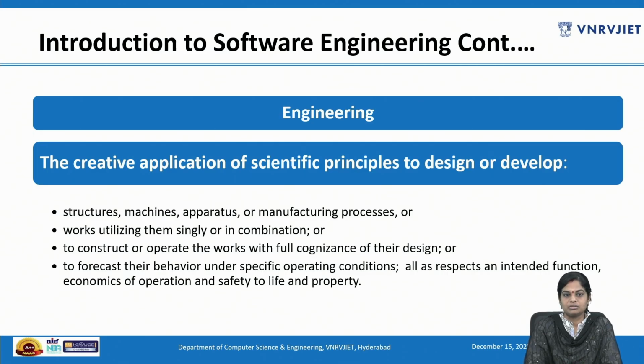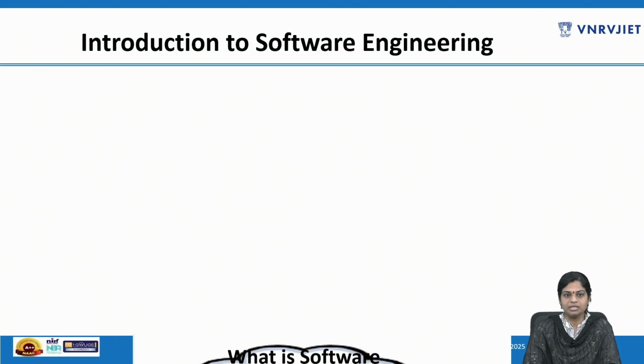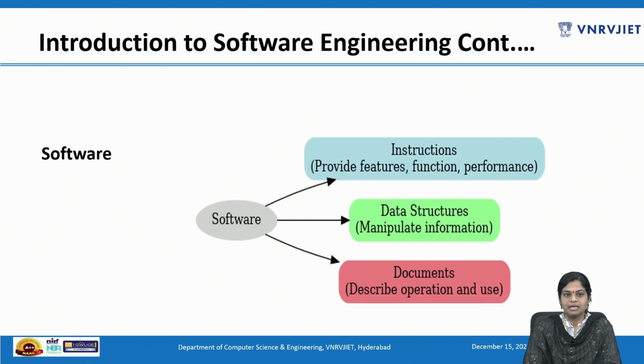If I look at software, the definition of software is instructions that, when executed, provide the desired features, function and performance. Data structures enable the programs to adequately manipulate information. And documents are also part of software, and they describe the operation and use of programs. Let us look into the next slide and see what I have explained.